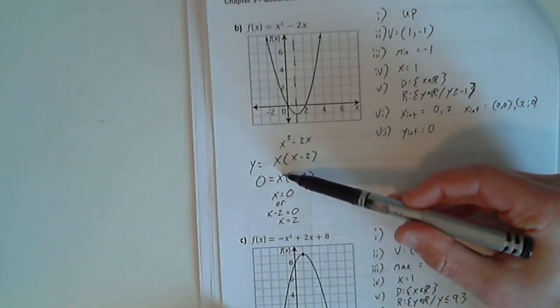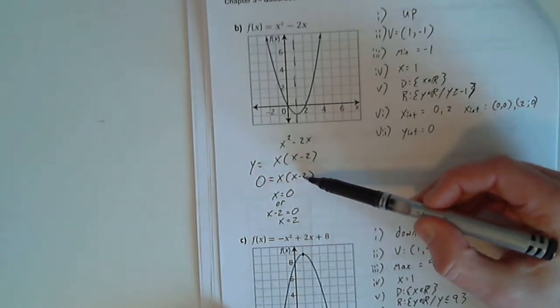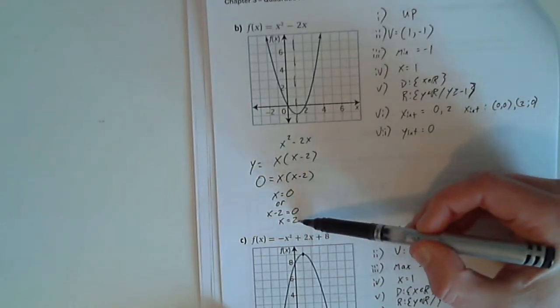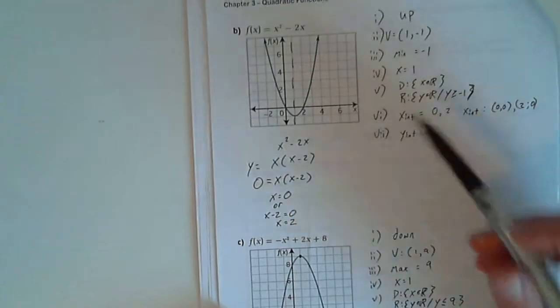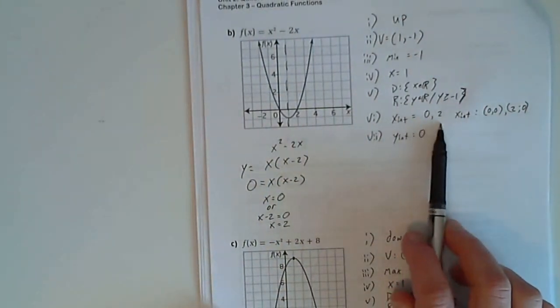So this one right here means 0 is one of the roots. This right here, usually whatever this number is backwards. So x equals 2 is the other root. And that is indeed the two x-intercepts we found.